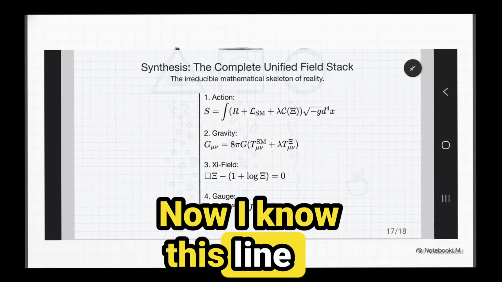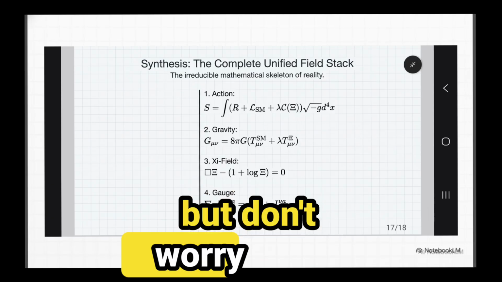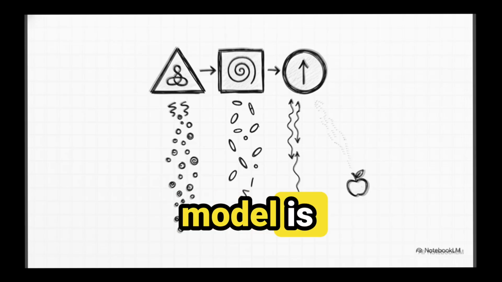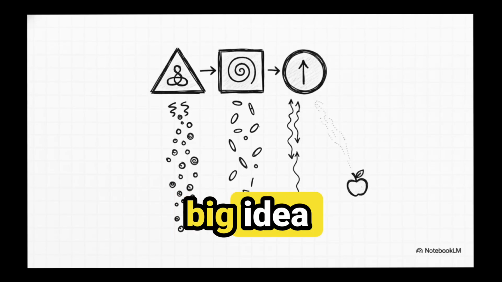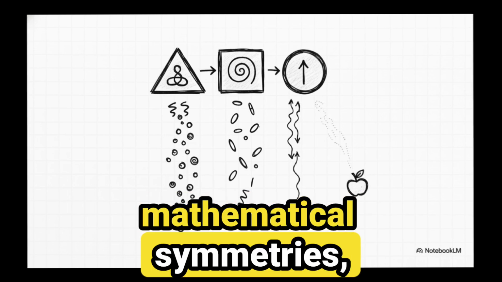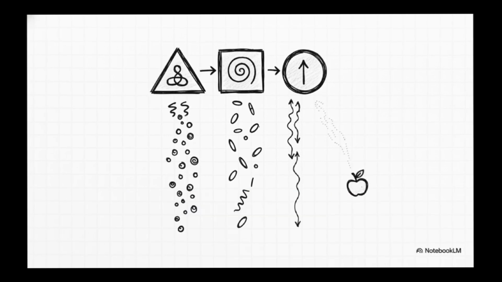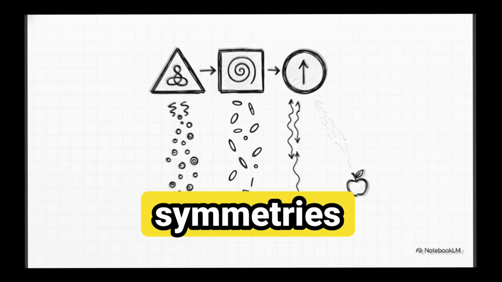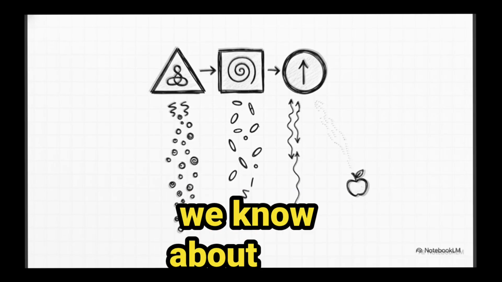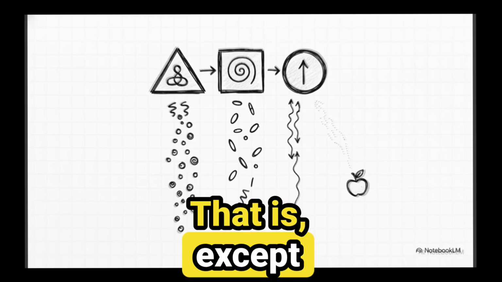Now, I know this line of text looks super intimidating, all those letters and numbers, but don't worry about the name. The concept behind it is actually pretty straightforward. The Standard Model is built entirely on Noether's big idea about symmetry. Physicists started by defining a set of core mathematical symmetries, that SU3 times SU2 times U1 is just their technical name. And get this, from those symmetries alone, the existence of all the fundamental particles and forces we know about just emerges. It becomes a mathematical necessity. Everything, that is, except gravity.